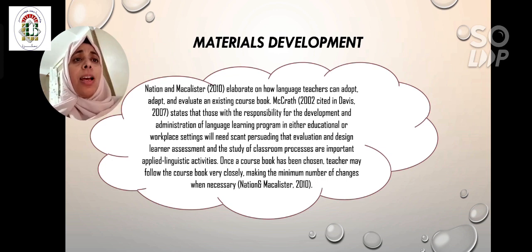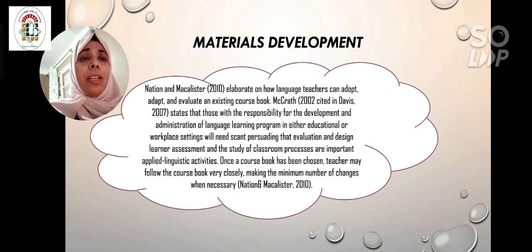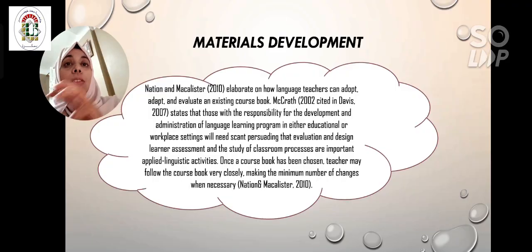Once a course book has been chosen, teachers may follow the course book very closely, making the minimum number of changes when necessary. But this is not efficient in all cases. So we should be flexible to do so. We should evaluate and give feedback about the material adapted, about what should be modified. For example, when talking about the course book, it is very important to make this circle of these three main steps, which is the adoption, the adaptation, and the material development.